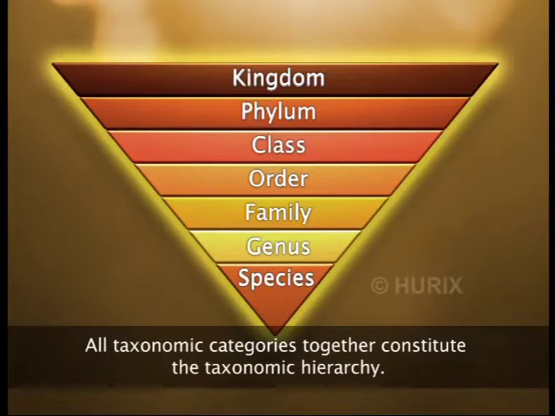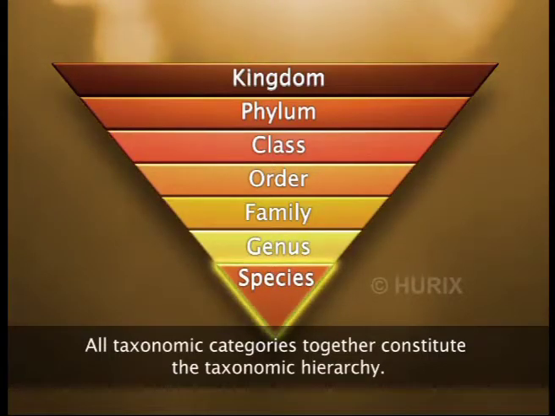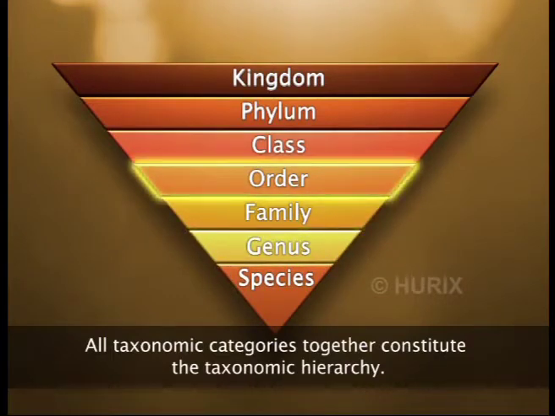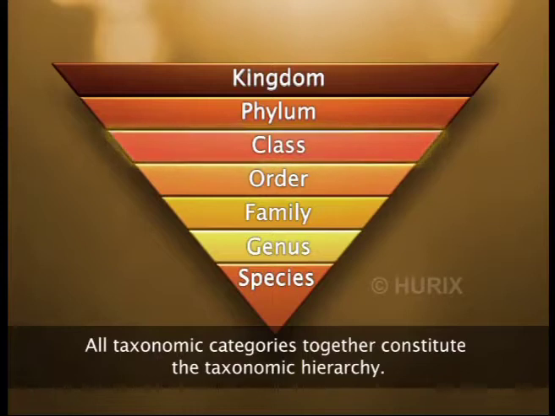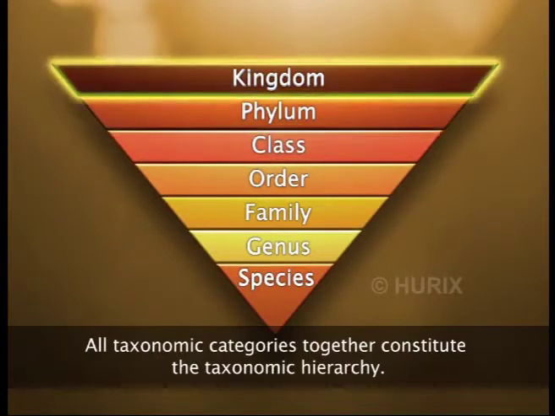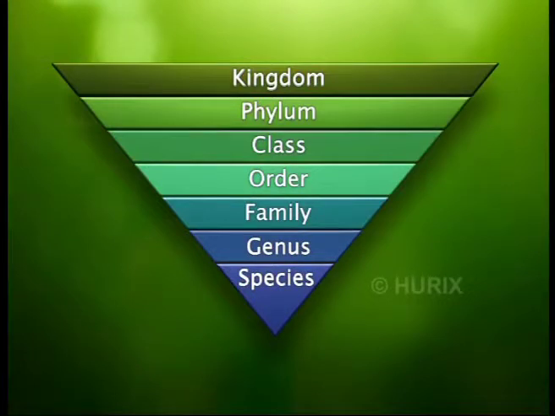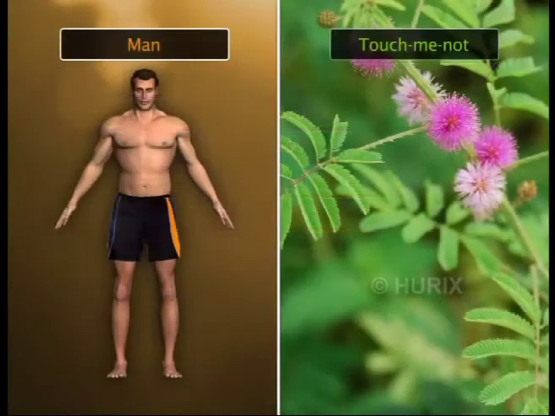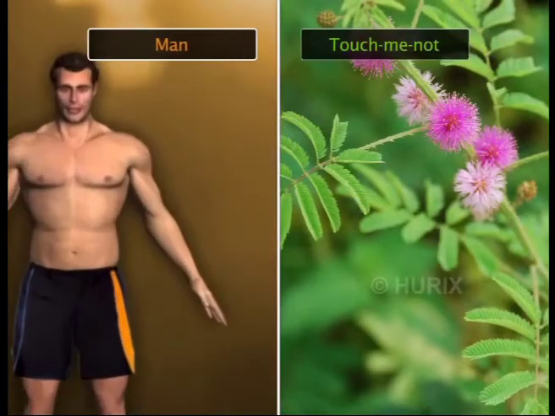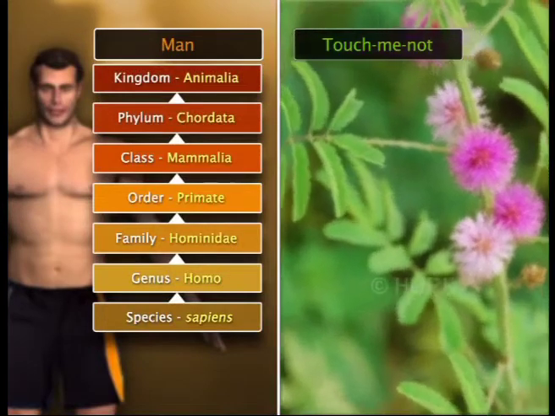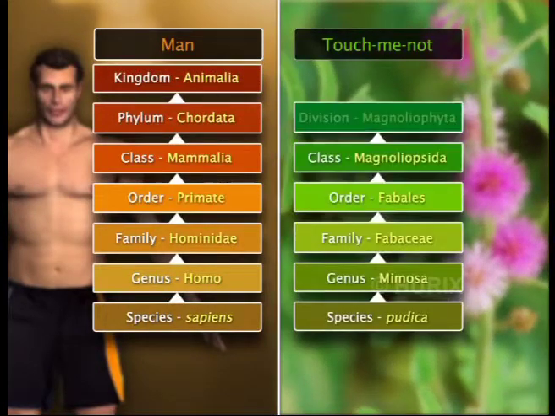All taxonomic categories together constitute the taxonomic hierarchy. Organisms are grouped into an ascending series of successively larger and broader categories, so that lower groups are always subordinate to and included under those that are higher in the hierarchy. In the case of plants, the term phylum is replaced by division. Take a look at the example of the hierarchical classification of man, Homo sapiens, and the touch-me-not or Mimosa pudica plant.